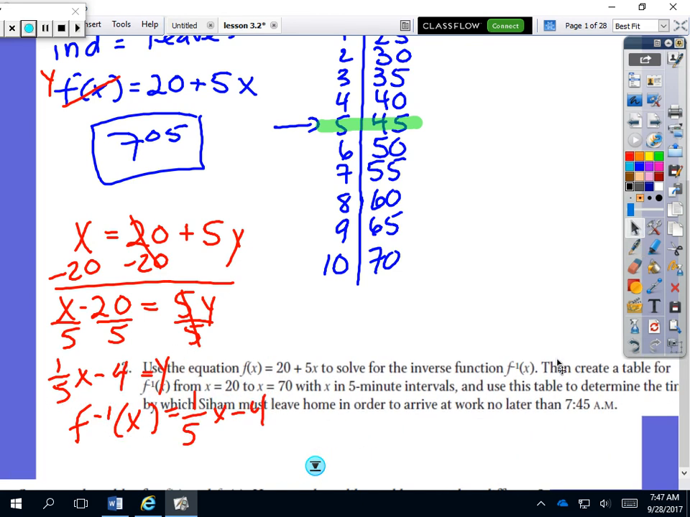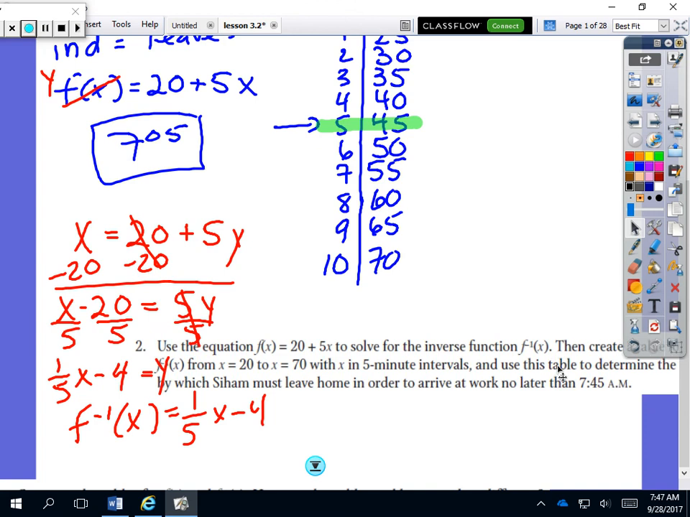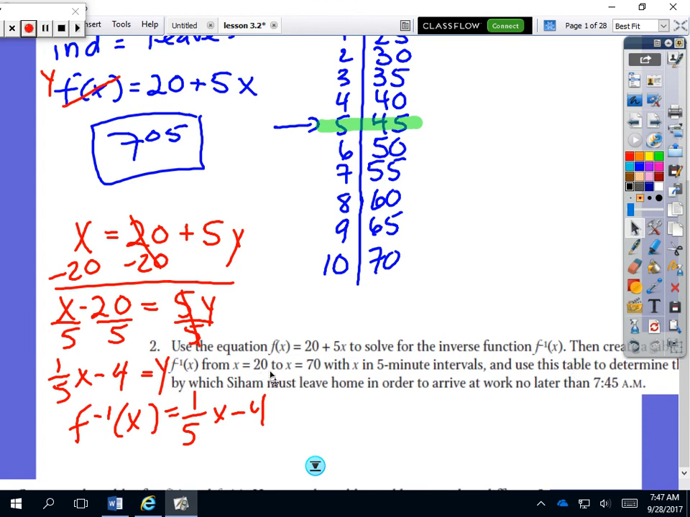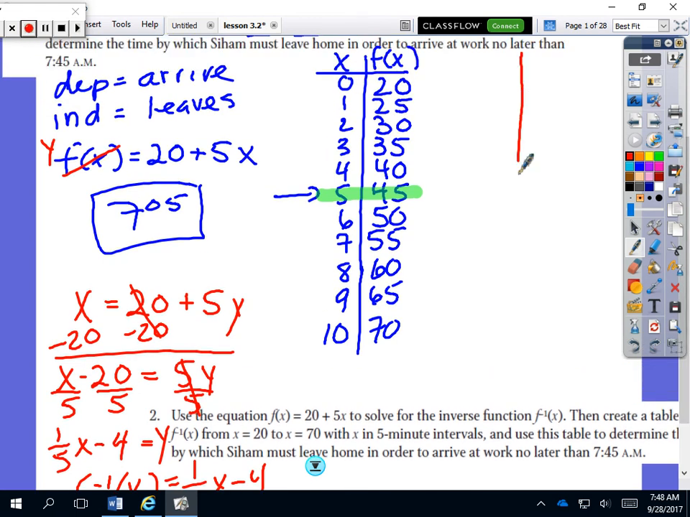So for question 2, see if I can grab that. Question 2 said to solve for the inverse, which we did, then create a table from x equals 20 to x equals 70 with x in 5-minute intervals. So x equals 20 to x equals 70 in 5-minute intervals. x equals 20.